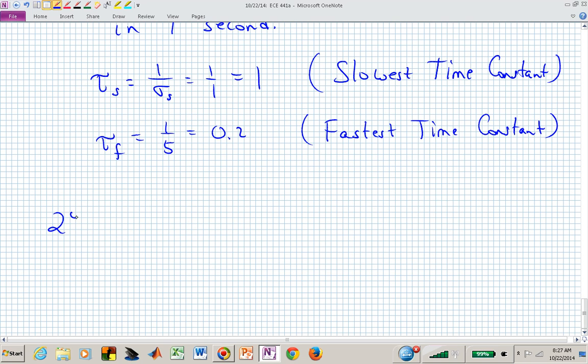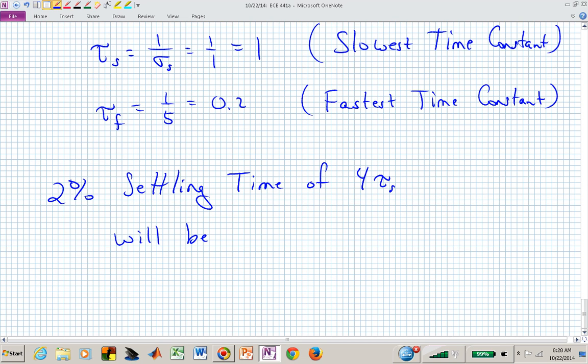And in this case, a 2% settling time will be influenced by our slowest time constant. 4 tau is dominated by that pole closest to the origin. So our 2% settling time of 4 tau sub s will be how long? 4 times 1. And our boss wanted a 1 second settling time.